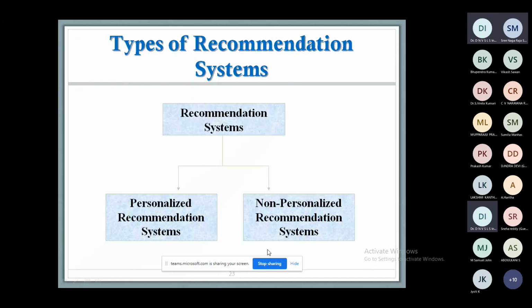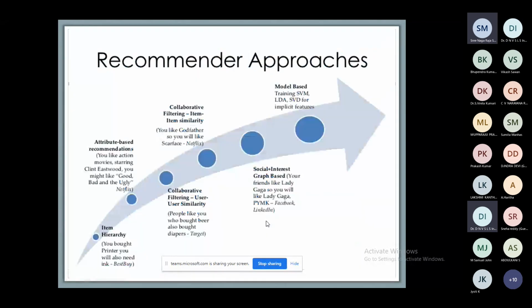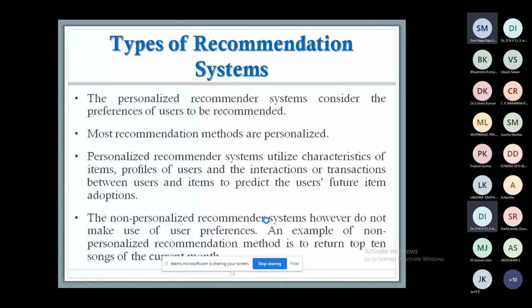What are the types of recommender systems? The recommendation systems are categorized into two: personalized recommendation systems and non-personalized recommendation systems. What is a personalized recommendation system?